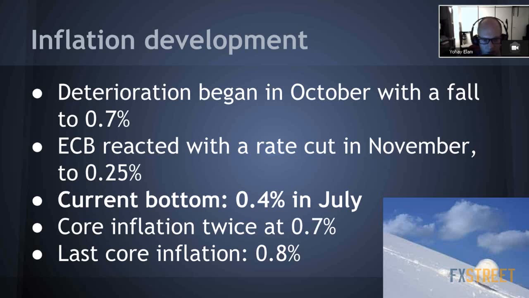This is really low. Core inflation, which is not officially the target of the ECB, but it's also being looked at, fell twice to 0.7. In July, it stood at 0.8, like in June. So it's not that bad, the core inflation, but it's still far away from the 2% target.